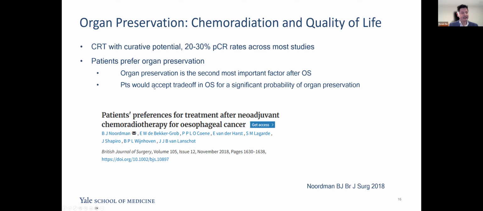But this is a nice demonstration that patients prefer organ preservation. And actually they considered organ preservation as the second most important factor after overall survival, and even would accept a trade-off in survival for a significant probability of organ preservation. And so, again, this is something where there's a real need to improve our results with chemoradiation, and try to make this a more realistic, feasible option for patients.